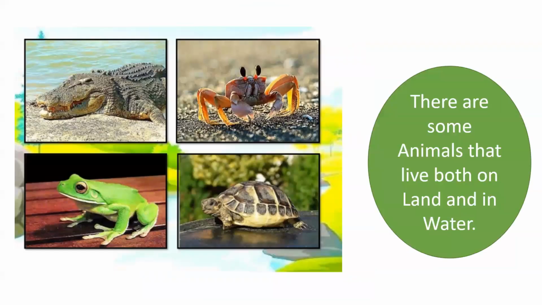Now come the animals that have a special quality. They can live in water, and they can live on land. They can live both on land and in water, like a crab, frog, tortoise, and crocodile. They all can live in water and also near the water.